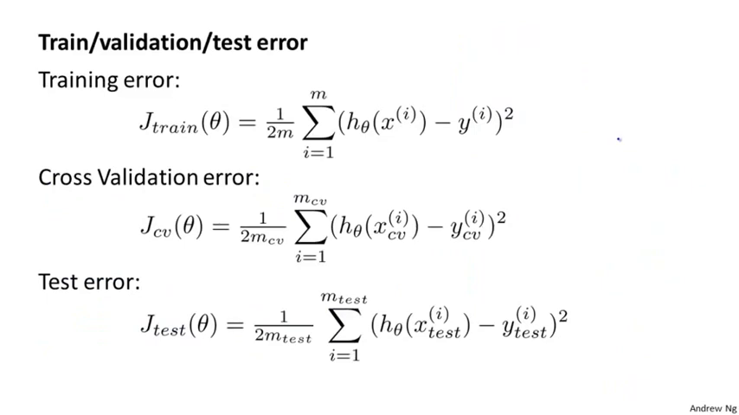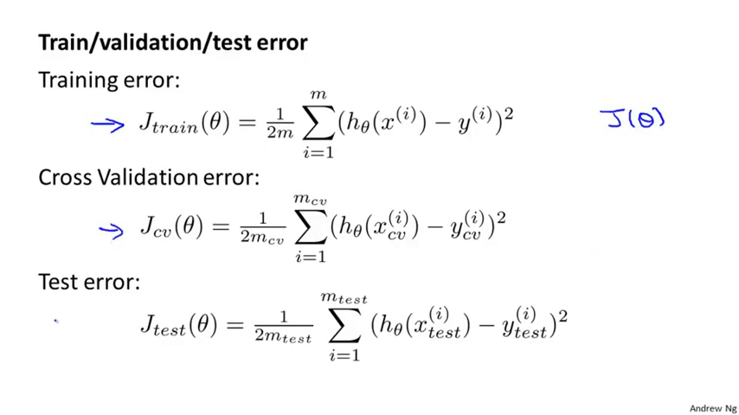So now that we've defined the training, validation, or cross-validation and test sets, we can also define the training error, cross-validation error, and test error. Here's my training error, which I'm writing as J subscript train of theta. It's usually the same thing as the J of theta that we've been writing so far. It's just the training set error, as measured on your training set.